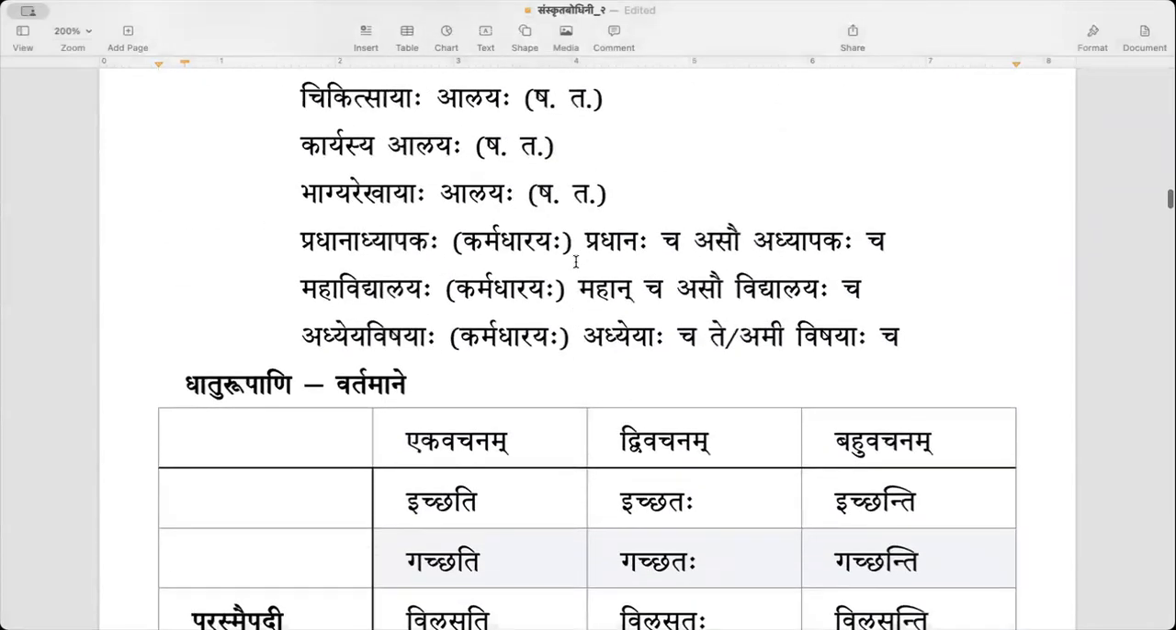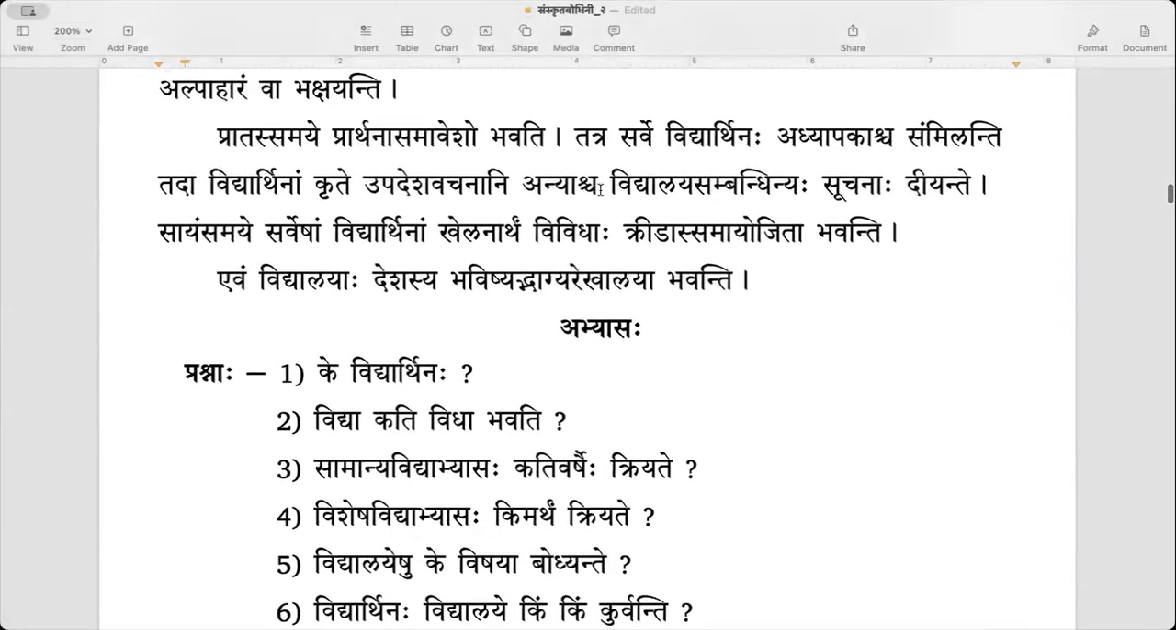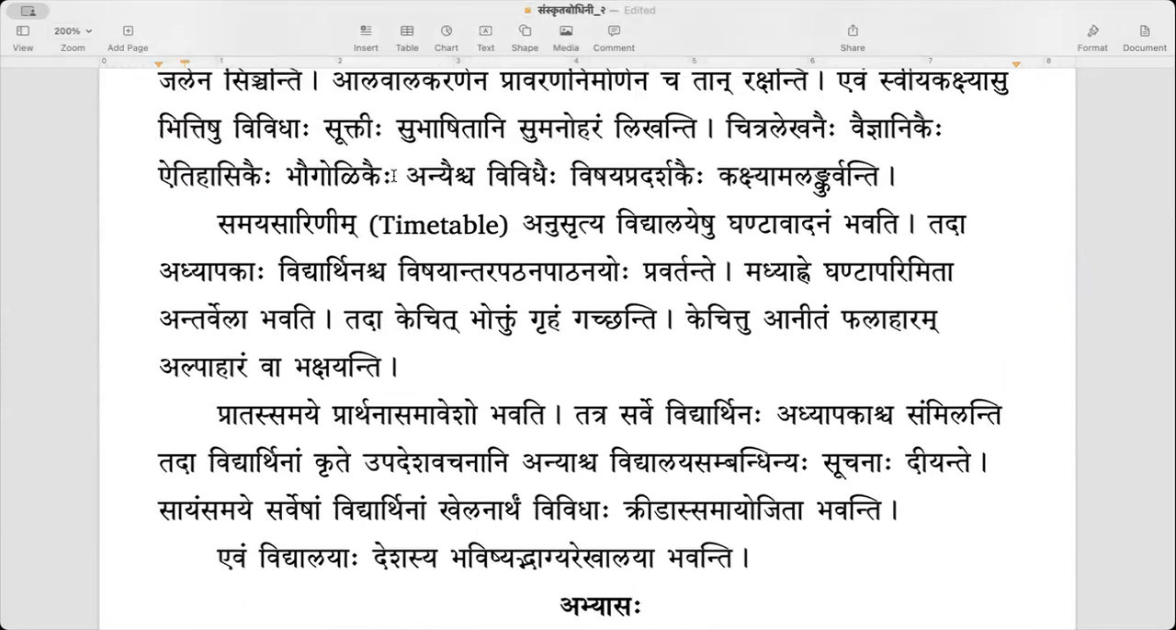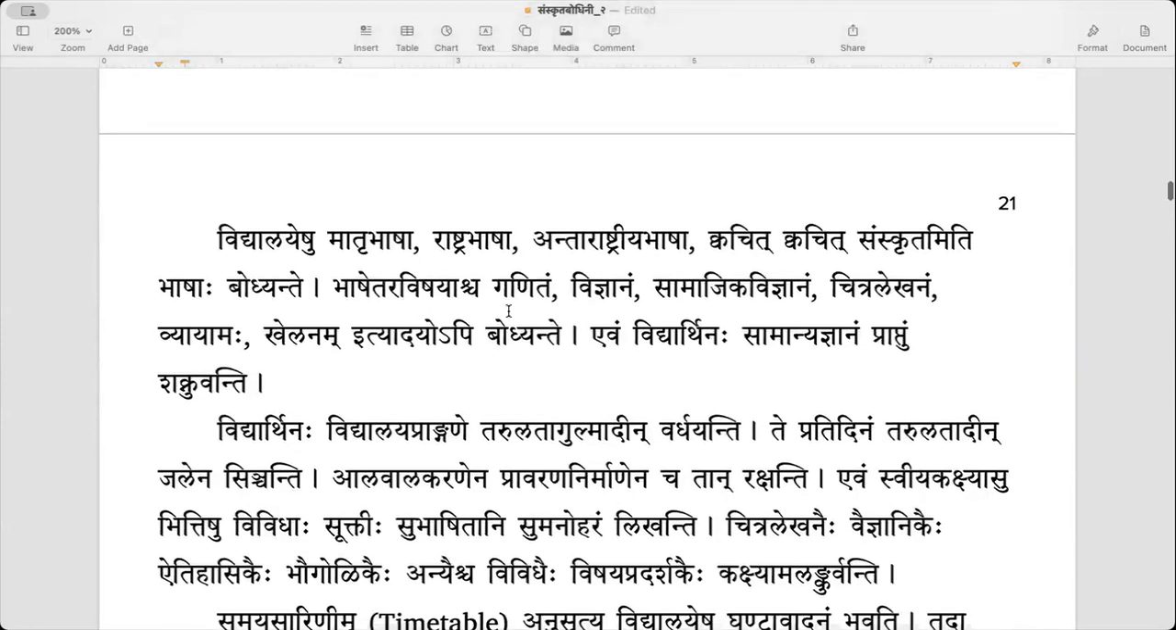So if you look at the lesson here, the last line we saw is actually bodhyante, not last line. Yeah, you're right. Bodhayati is made to be understood. Bodhyante iti asti. Atra, vyayamaha khelanam ityadayaha api bodhyante. Tarhi bodhayati ityaseva tatra karmani prayogaha vartate. Bodhi is Nijanta and then nijantat param tatra karmani prayoga. Change this to kartari and see. Yeah, ganitam vijnanam ityadin bodhayanti. Correct.